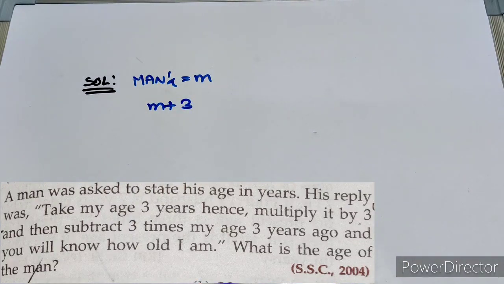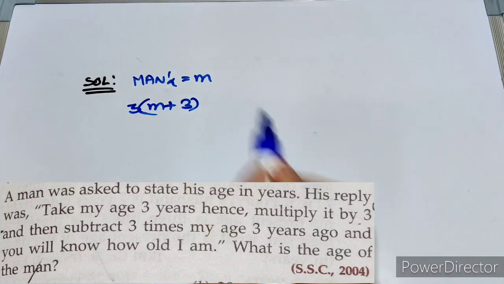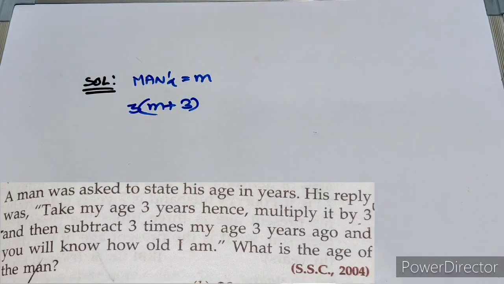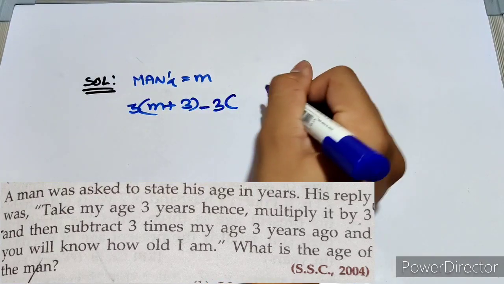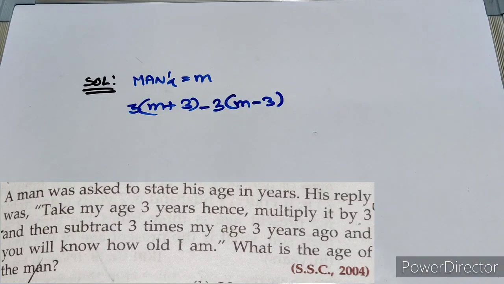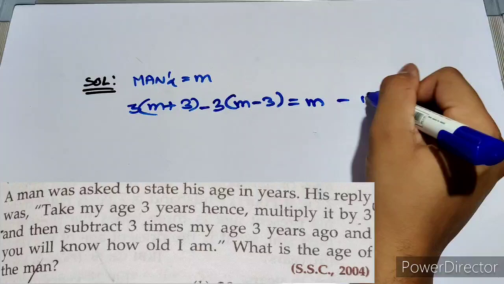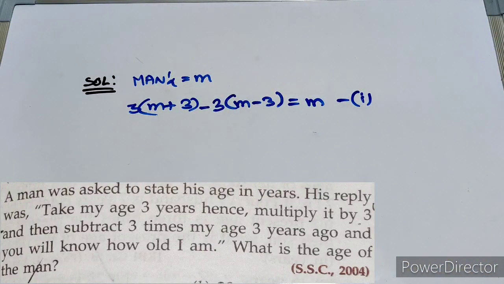multiply it by 3. This is his age 3 years hence, multiplying it by 3, and then subtract 3 times my age 3 years ago, subtracting 3 times his age 3 years ago, and you will know how old I am. So it will be equals to m. This is the equation and this is the only equation required.